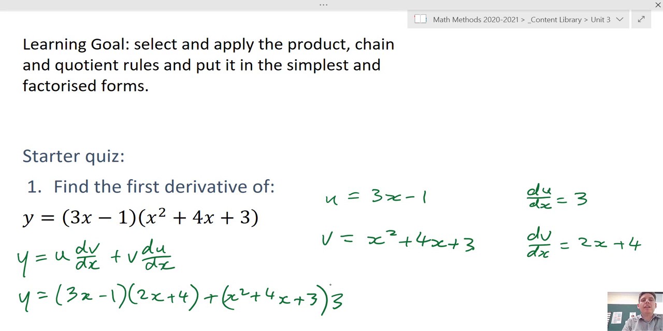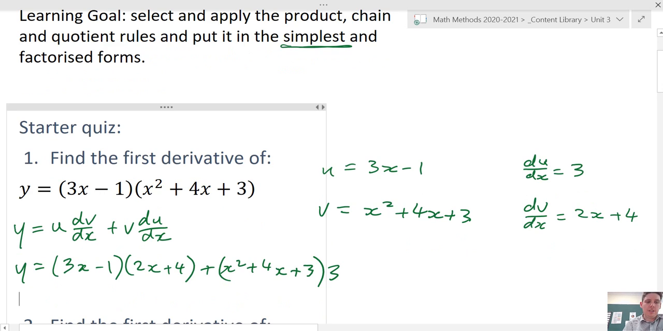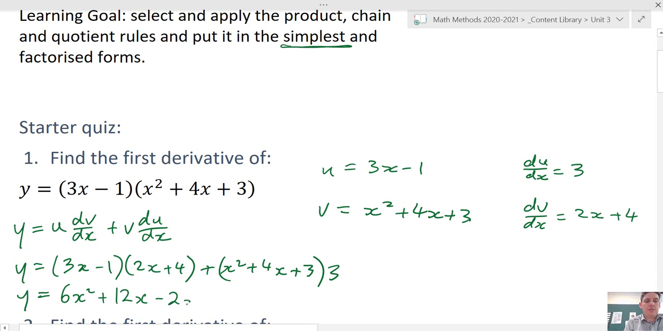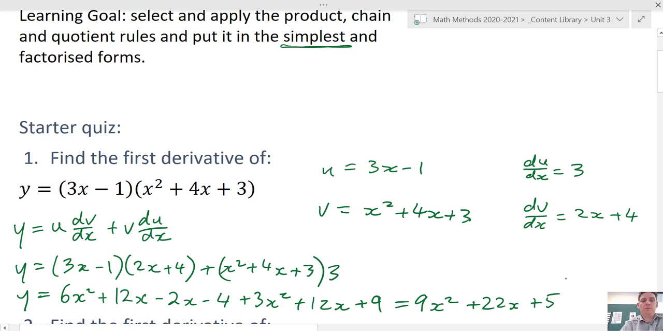What do people think? Is it in its simplest form? I'm not sure if you have to keep going or not. Let's see what it looks like. Using FOIL, you can expand, and then you can simplify. -4 plus 9, positive 5.